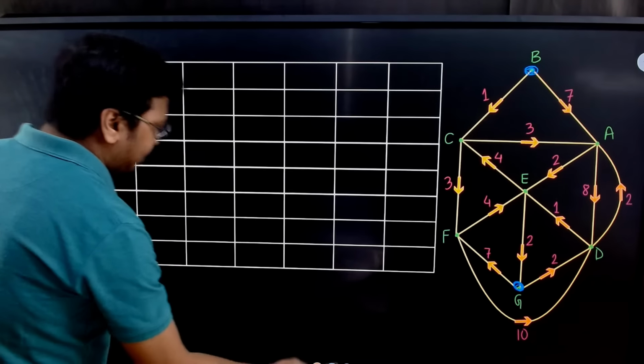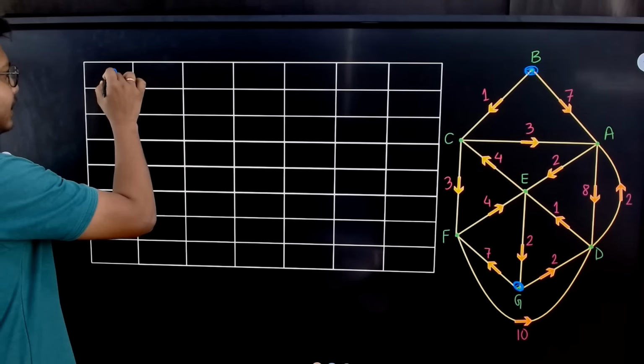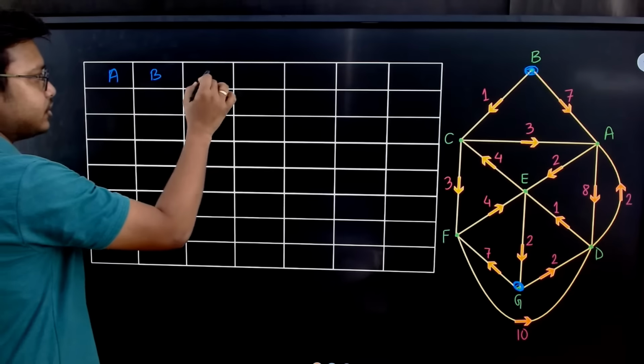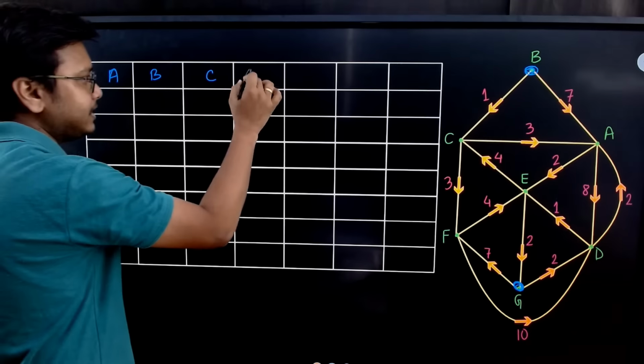The starting part is the same. We are going to take down all the vertices that we have, which is A, B, C, D, E, F and G. Our starting point is B. So in B we are going to put a 0 and the rest of the values are going to be infinity.